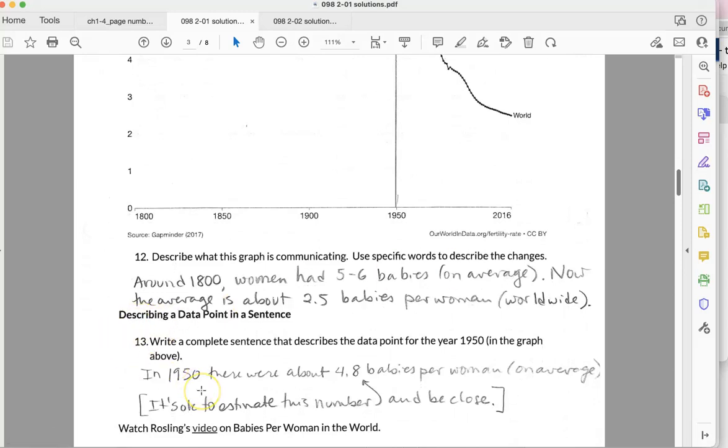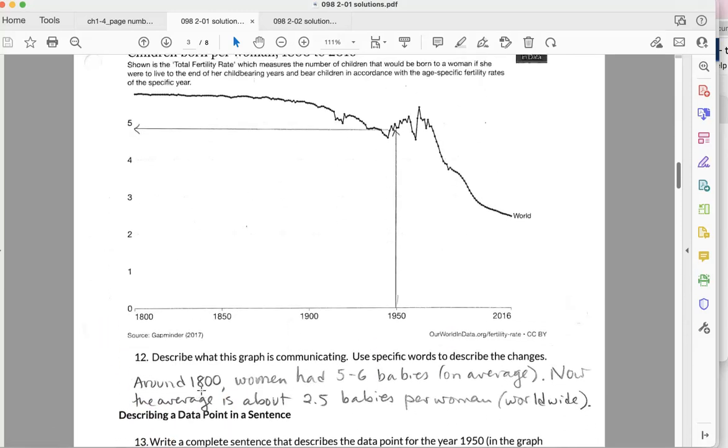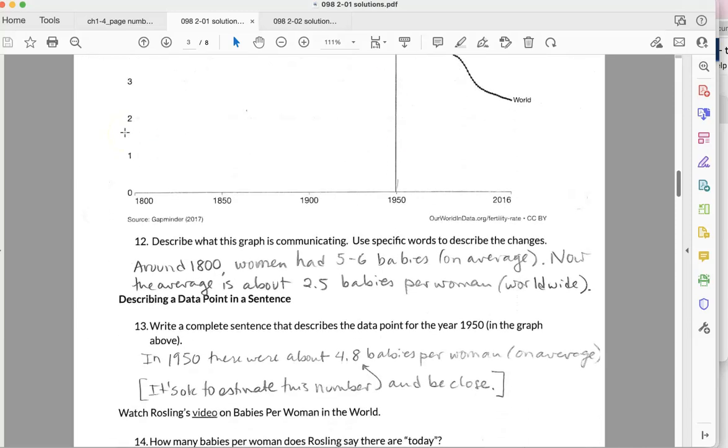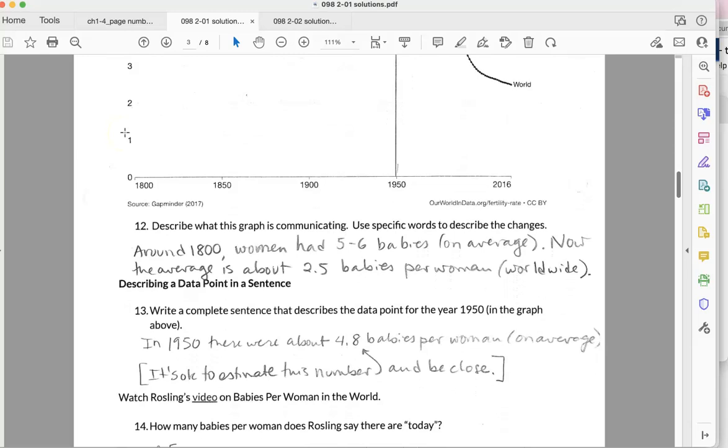And here's the sentence I wrote for that point. And as you can see, I did it with a ruler here, which is a little bit better, and then brought my line right over to here to estimate 4.8. And if you wrote 4.9, that would be fine as well.